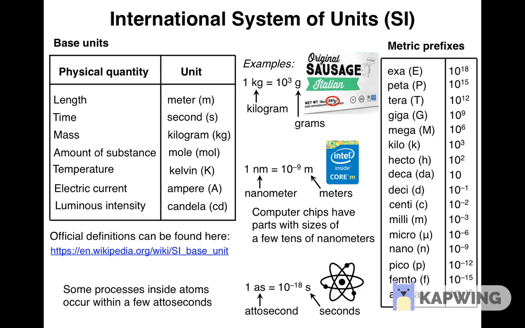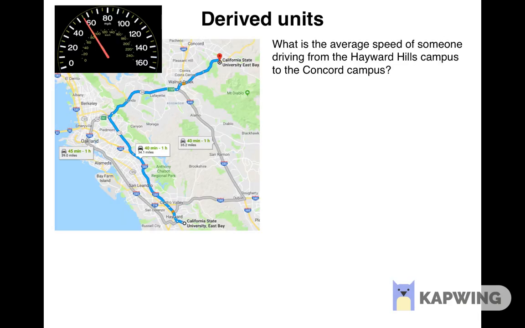The base units in SI can only be used to measure 7 quantities. What happens if we need to measure something else? In that case, we need to use so-called derived units. To understand how they work, consider speed. We said earlier that the distance between the Hayward Hills and Concord campuses of Cal State East Bay is 34.1 miles, and that you can drive from one campus to the other in approximately 40 minutes if there isn't much traffic.